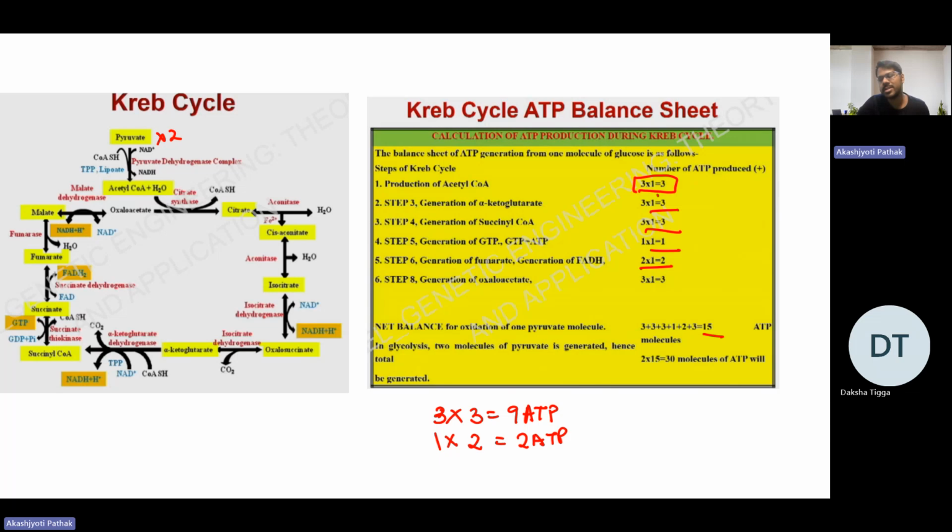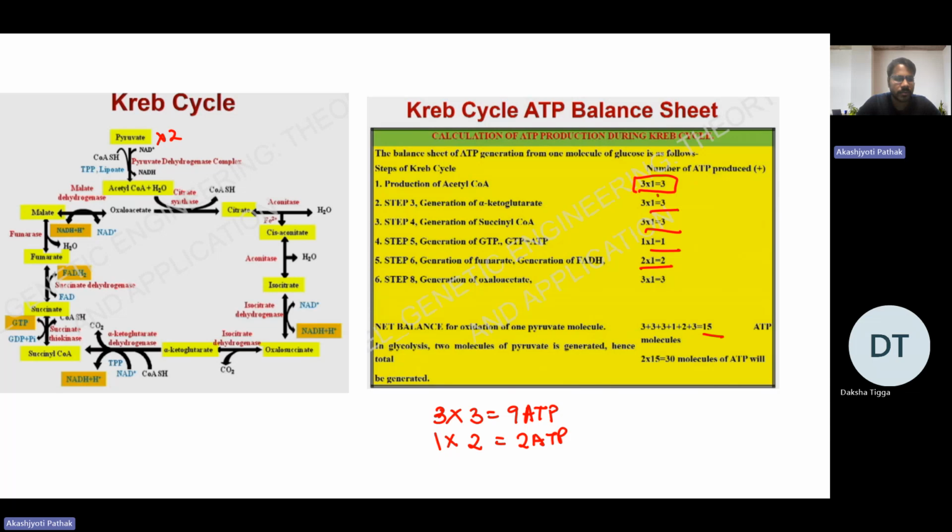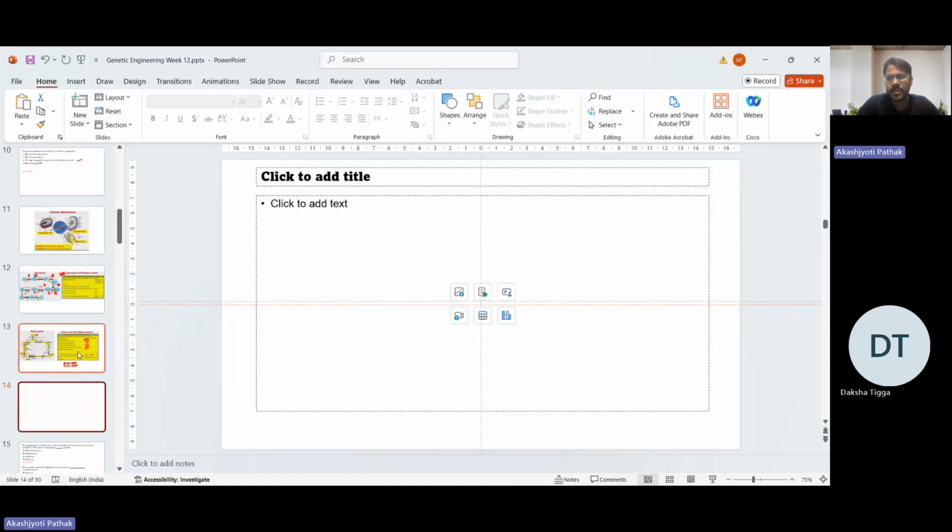And from glycolysis, how many molecules of ATP did you get? 8 molecules of ATP. So remember a few of these steps. Remember the steps in which your ATP is being produced. So what are the steps? Your NADH is being produced in which steps? When your pyruvate is getting converted to acetyl-CoA. That will give you one molecule of NADH.